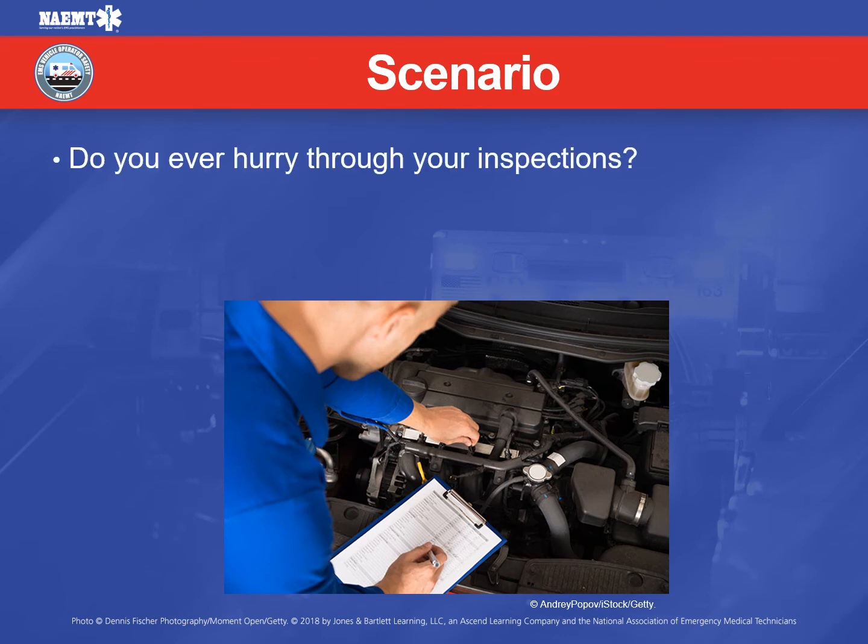Let me ask you a question, something to think about. Do you ever hurry through your inspections? I hope not. I hope you follow the sheet and do a very thorough pre-trip inspection of your unit. Your life and the life of others will depend on it, and you as the driver will be held accountable in a court of law for the vehicle inspection of that unit.